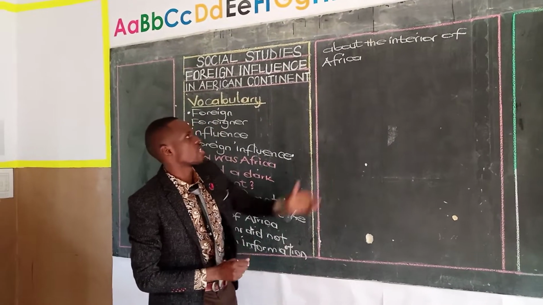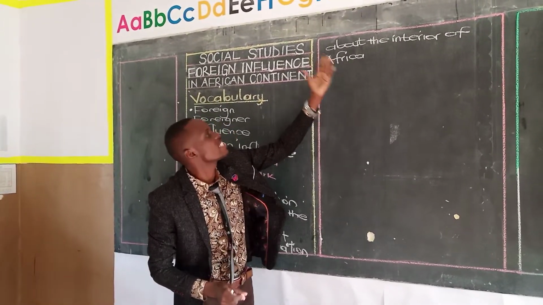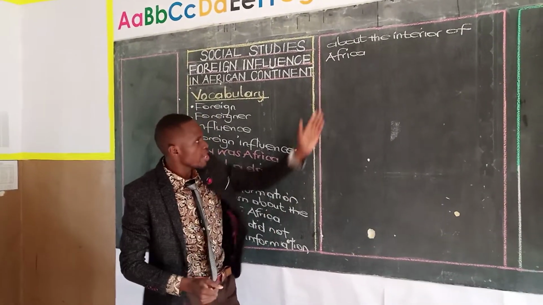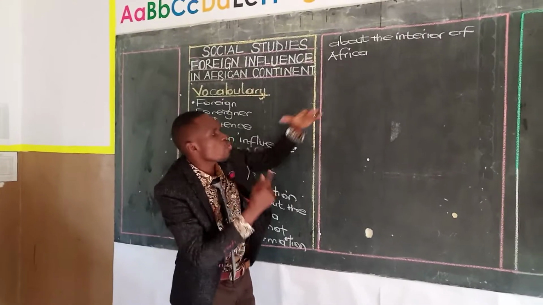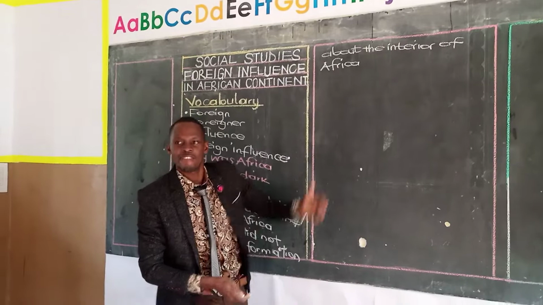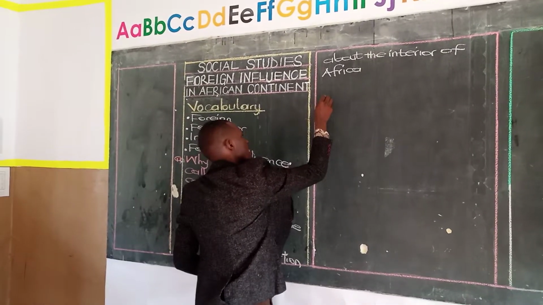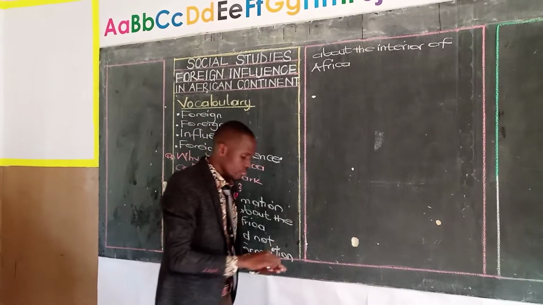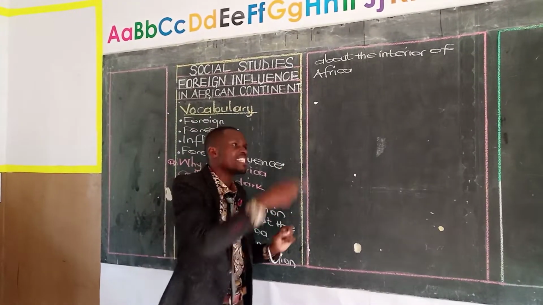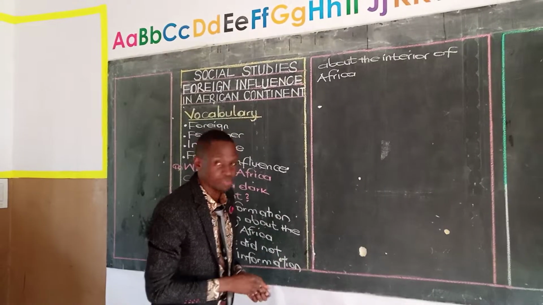Yes, of course, there were many reasons why the interior of Africa took a long time to be known outside the world. So in this case, we want to look at reasons why Europeans took a very long time to know more about the interior of Africa. So one of the reasons is Africa had impassable features, especially the interior of Africa.